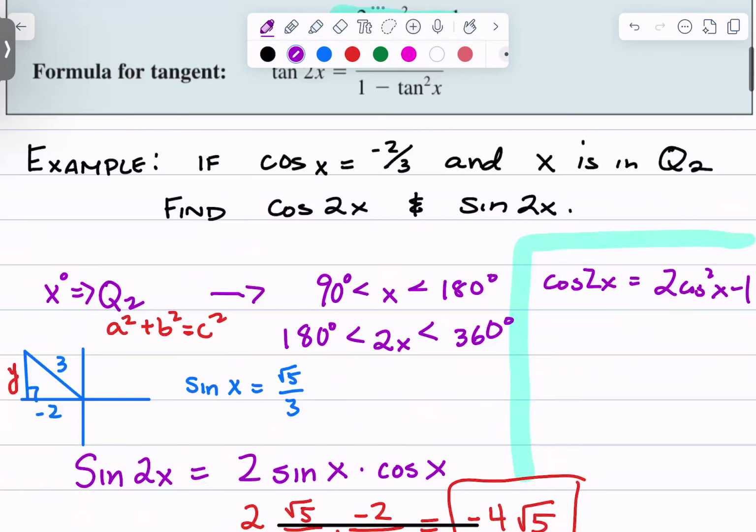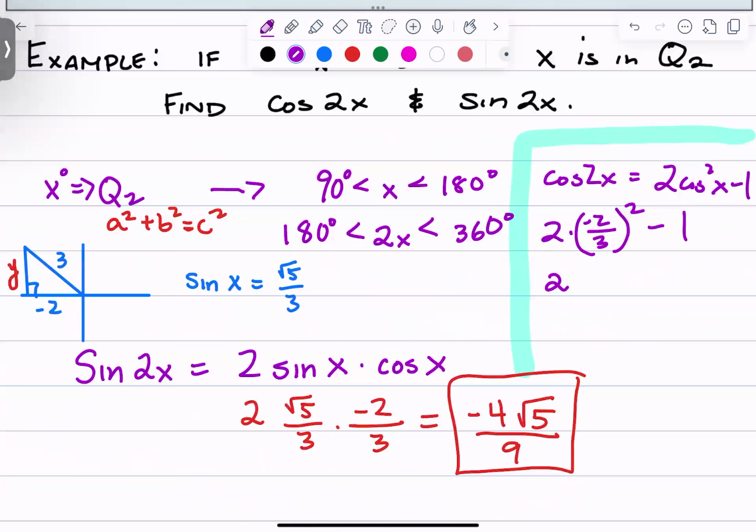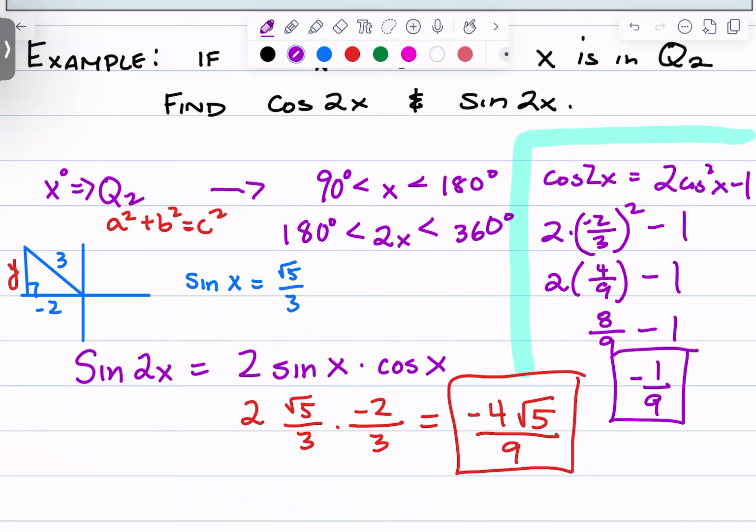So we have 2 times negative 2 over 3 squared minus 1. That's 2 times 4 over 9 minus 1. This would be 8 over 9 minus 1. That would be negative 1 over 9. Okay?